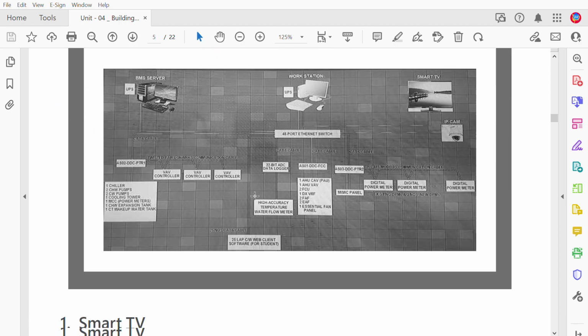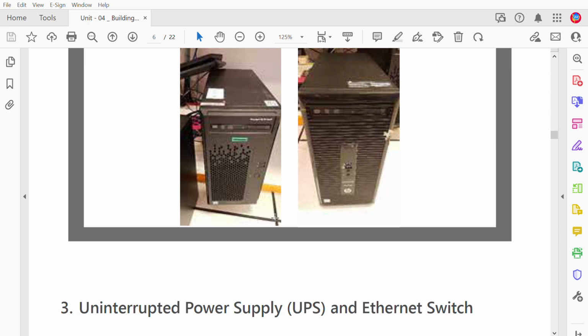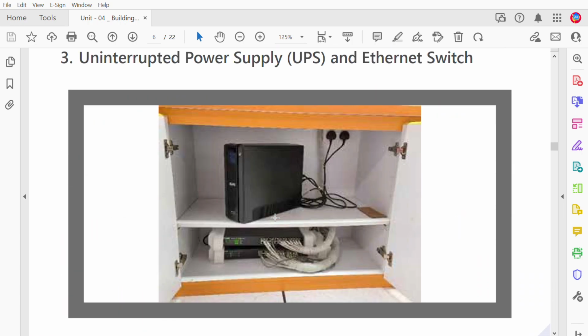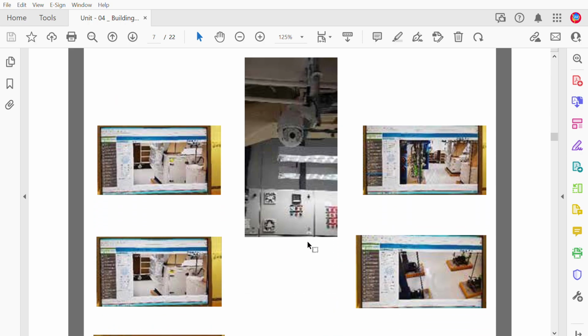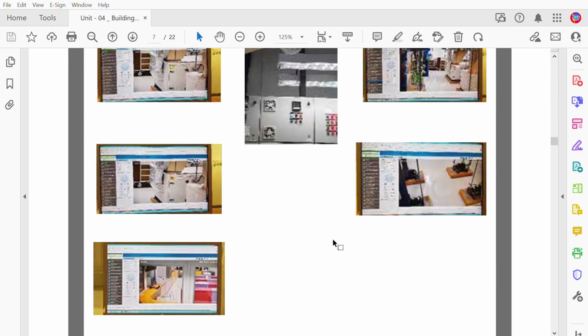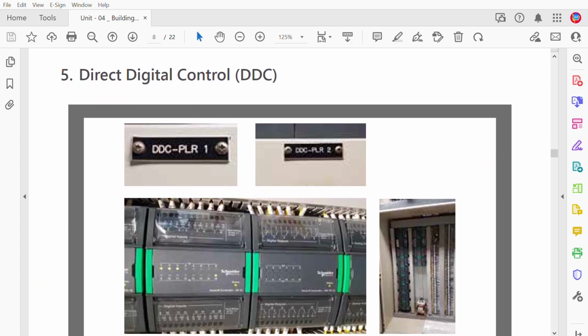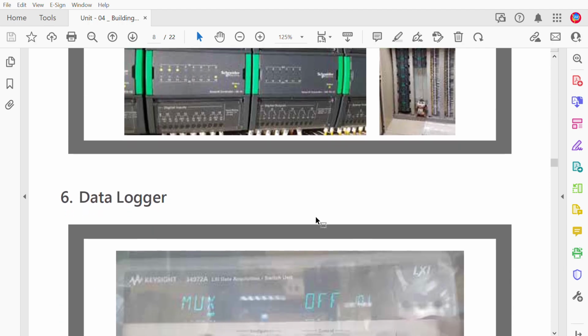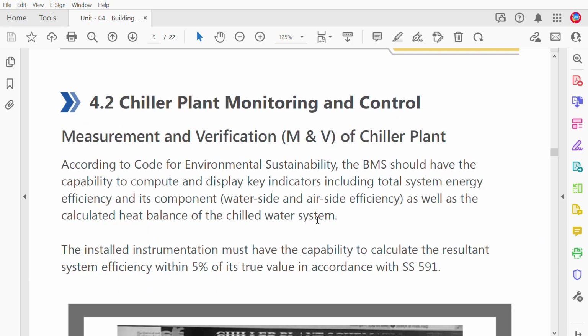So this is some of the structure. And then there's some TV. This is the workstation. Some uninterruptible power supply. And then some of the IP cameras, internet protocol cameras, where you can see different parts. And then the chiller system. This is the DDC, which is the direct digital control, and some data loggers as you can see. So there's trending at one minute interval.